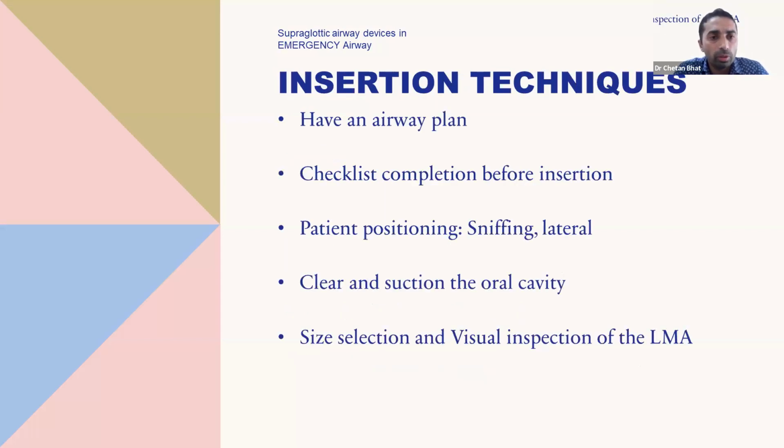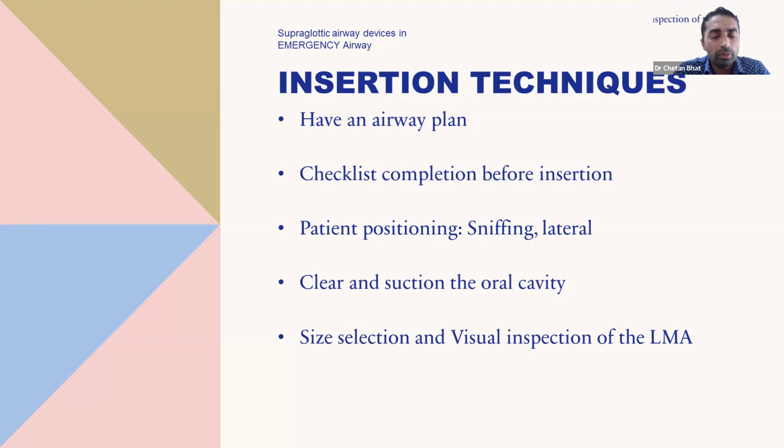Then before going for LMA insertion, we always need to have certain checklists. One is to have an airway plan. If this fails, what next? So plan A, plan B, we need to have an airway plan. Then a checklist before insertion. We need to have working suction, working laryngoscope, alternative airway, positioning, drugs, IV cannula, all of which have to be completed before insertion. In elective cases as well as in emergency, we need to modify the checklist suitably.